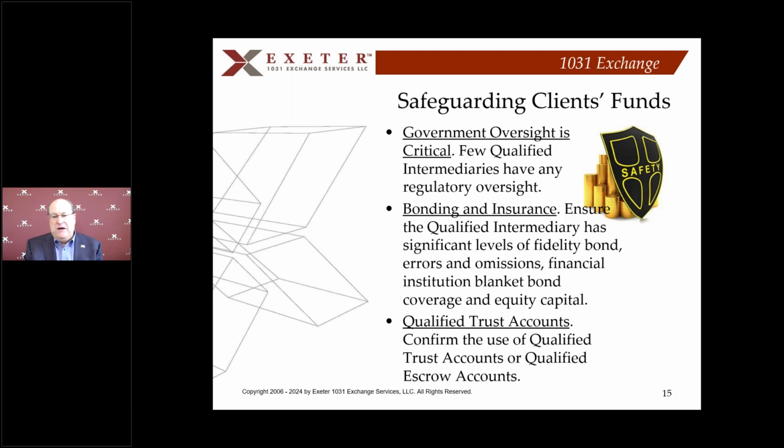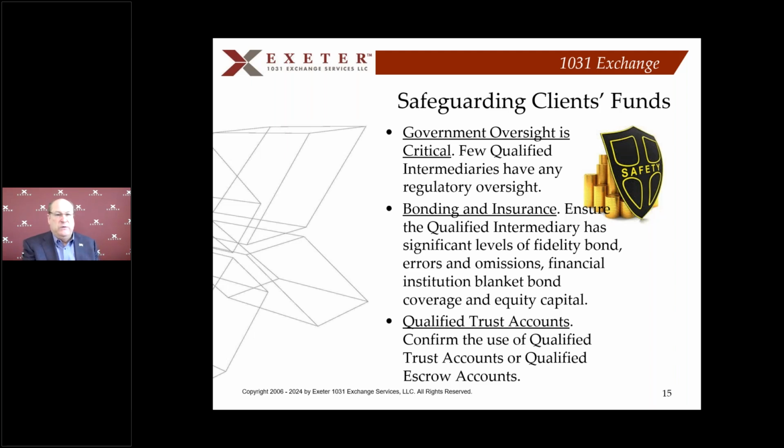I've been in the business now 40 years. I've seen a lot of qualified intermediaries fail over the years. Most of them would have been prevented had there been government oversight. So that oversight is critical. We decided a number of years ago that we wanted to be regulated. We went down a couple-of-year path where we got evaluated, interviewed, audited, etc., and we were able to get our own trust company charter. So the result, as I said, was Exeter Trust Company.